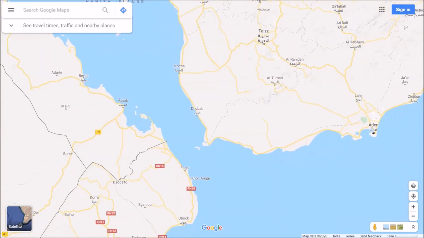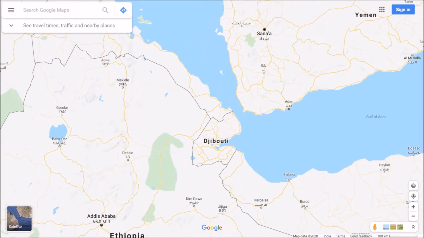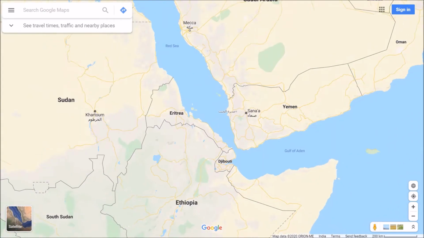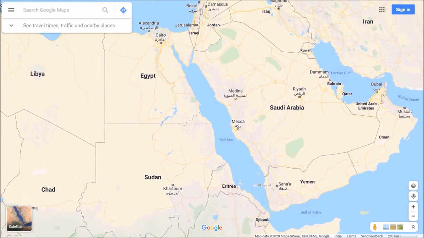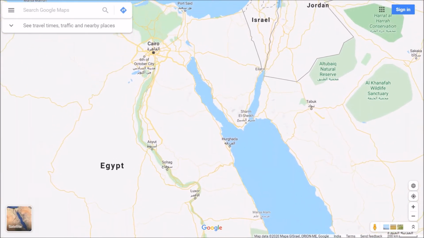The Bab-el-Mandeb Strait is located between Djibouti and Yemen. Here you can see Djibouti, here Yemen. So through the Gulf of Aden, then through the Bab-el-Mandeb Strait, then the trade goes through the Red Sea. Then here comes the most interesting part.